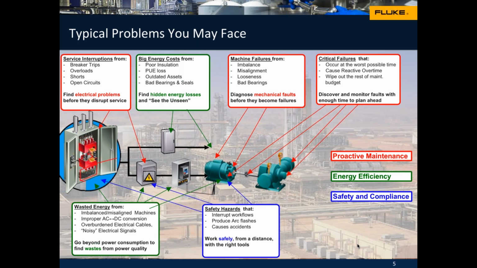Often it could be service interruptions, machine failures on motors and pumps, critical failures at any time, and then energy cost, big energy cost, and poor insulation, outdated assets, bad bearings. That's one of the big things, along with waste energy, and as I mentioned earlier, waste energy is a big factor for our customers right now. All of that, obviously, with the safety aspect that goes with electrical. So again, it talks about the three: proactive maintenance, energy efficiency, and safety compliance from the previous slide.